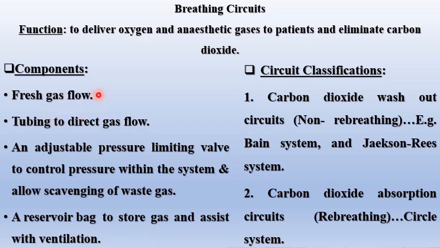Fresh gas flow outlet connected to the breathing circuit, tubing to direct the gas flow, an adjustable pressure limiting valve to control pressure within the system and allow scavenging of waste gas, a reservoir bag to store and assist with ventilation. Circuits can be classified according to the method of removing carbon dioxide.